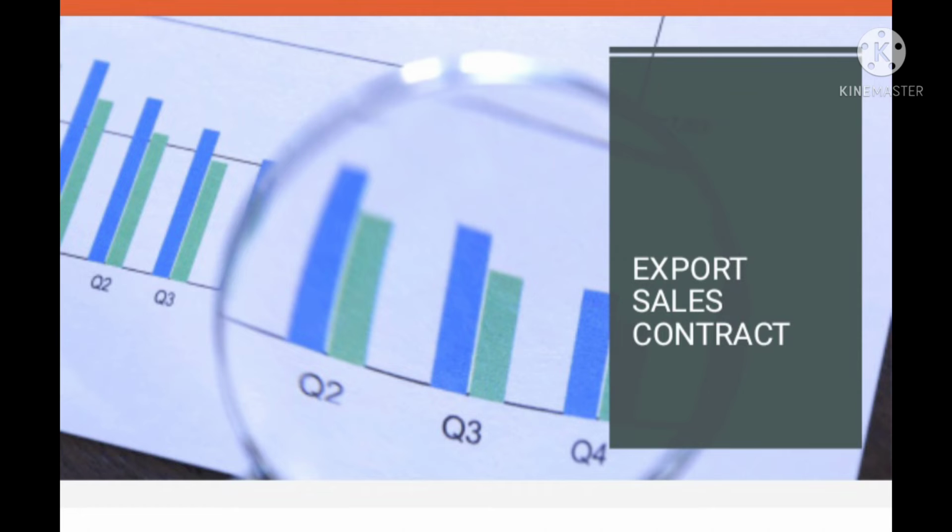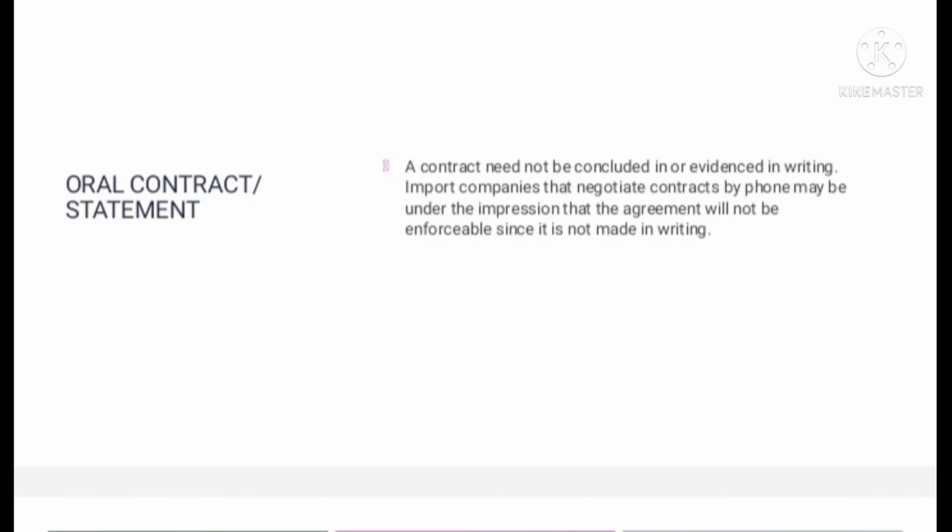Export sales contract. Oral contract statement. A contract need not be concluded in or evidenced in writing. Import companies that negotiate contracts by phone may be under the impression that the agreement will not be enforceable since it is not made in writing.